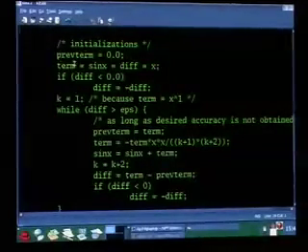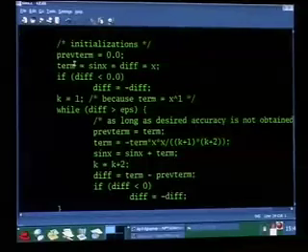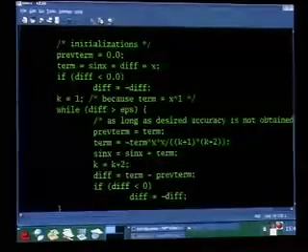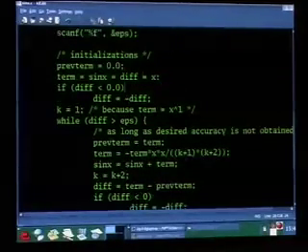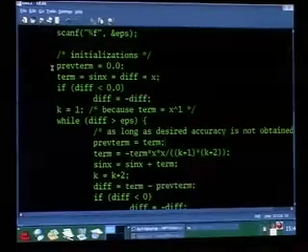Okay, let's now look at the initializations that we need to perform to start off this loop. Now, let's assume that we have already read the value of x and epsilon above these statements in the program. I'll show them to you in a minute. So here are the initializations.